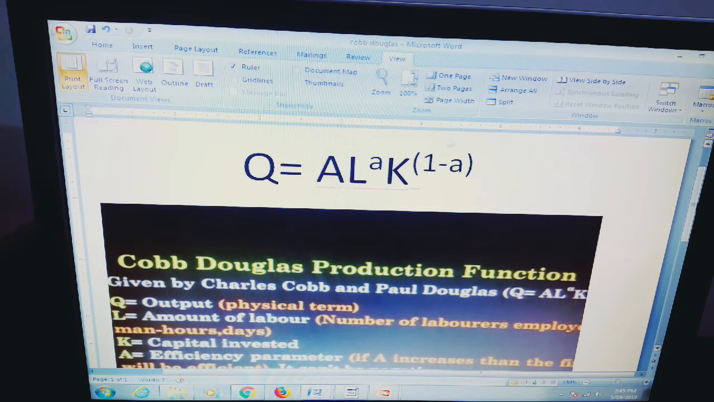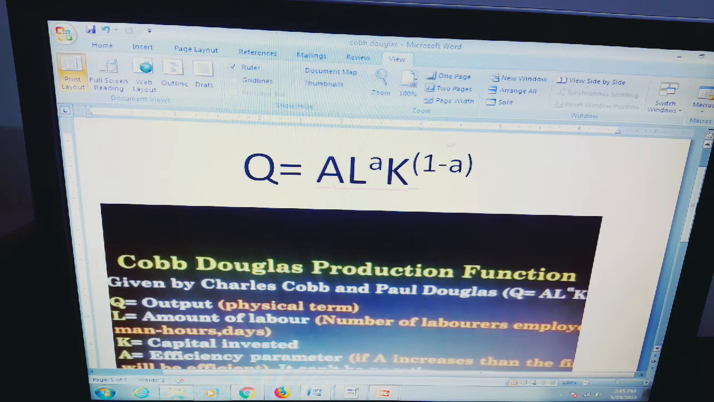Alright, so here we have the equation. Q is equal to A L to the power a, K to the power 1 minus a. Because this is the function, it means quantity Q is dependent on these factors. Now, on the exam, you just have to identify what these factors are. So let's look at them carefully. What is Q? The quantity that you produce, the physical quantity that you are producing, 100, 1000, whatever you are producing. What is this quantity dependent on?